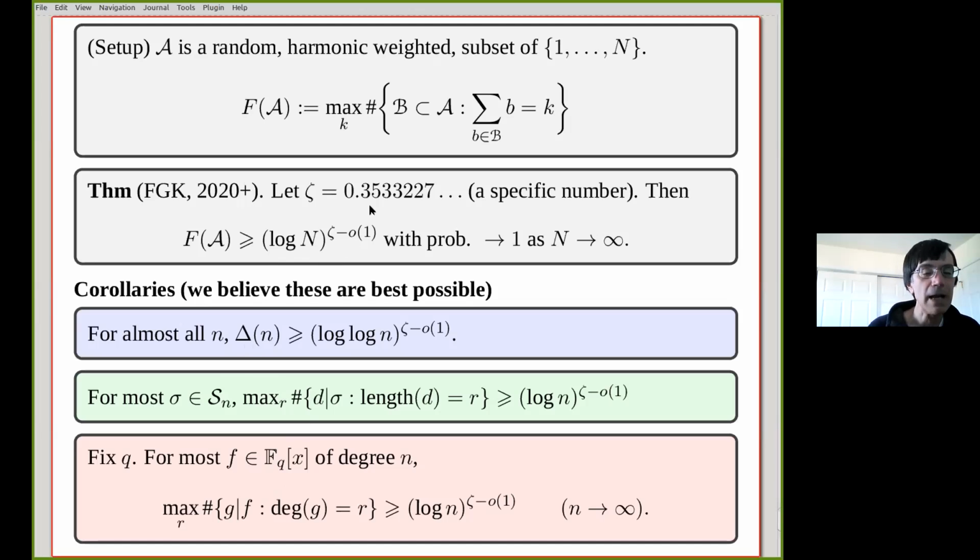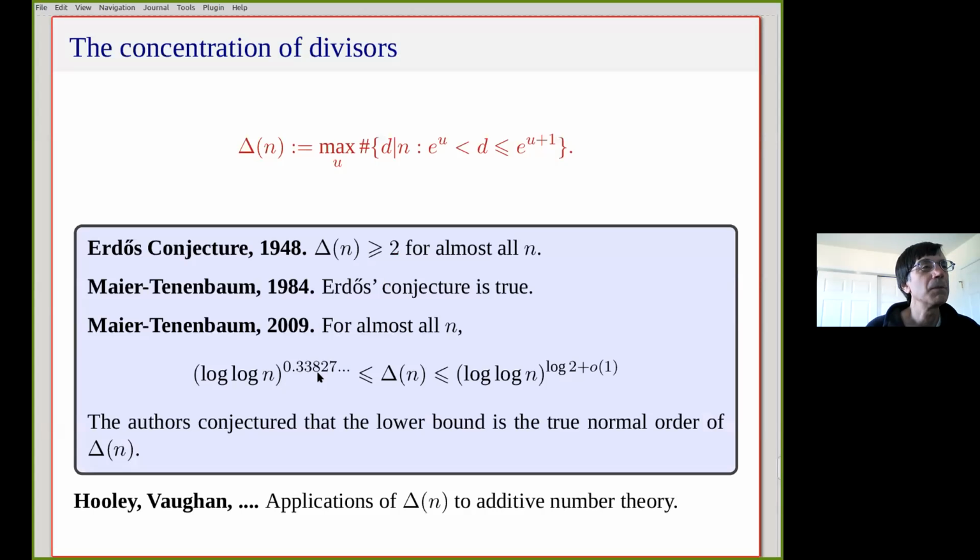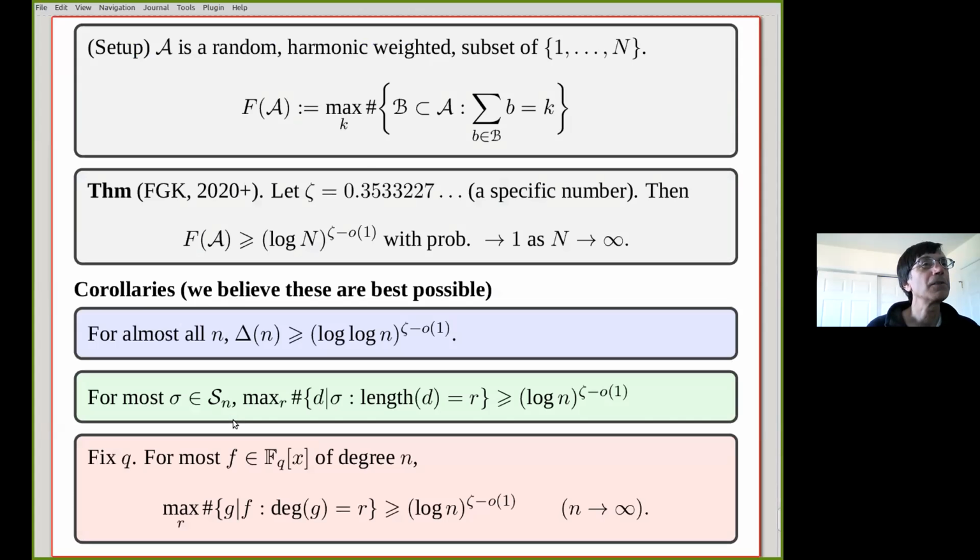Okay, and now I point out that this number 0.353 is slightly larger than the lower bound given by Maier and Tenenbaum, which indicated that their conjecture was wrong. We have conjectured that our exponent is actually the correct one here, that there should be an equal sign here rather than just a lower bound, but we don't yet have an argument to supply that.